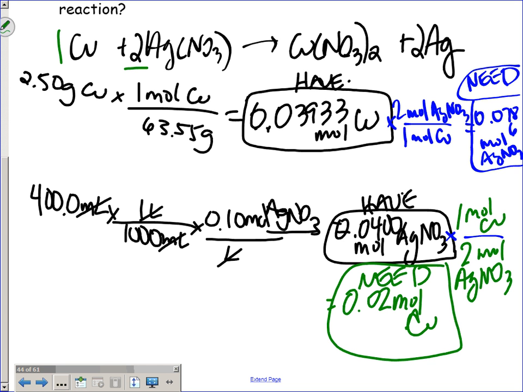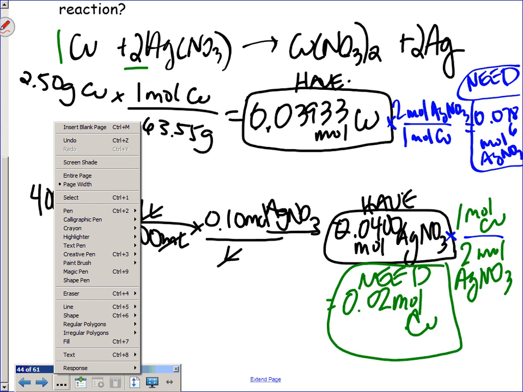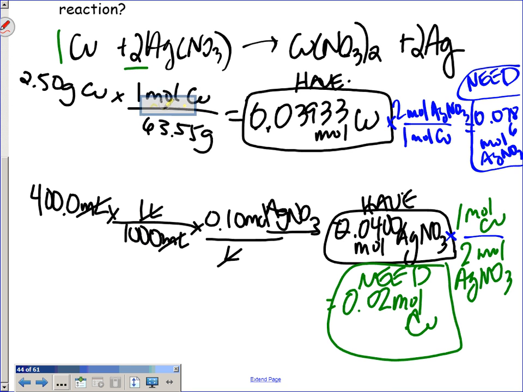Okay, so that's how much I need of copper, that's how much I need of silver nitrate. So with this, now you compare from the opposite ends of the spectrum, the two haves and needs together. I'm going to try to highlight this so you guys can see this a little bit better. So I have this much copper. How much copper do I actually need to fully react with the silver nitrate? 0.02.